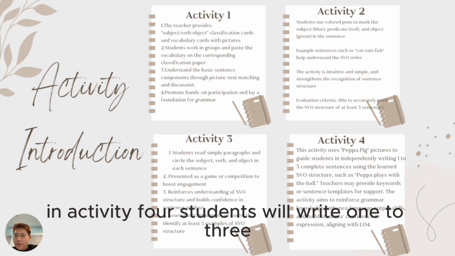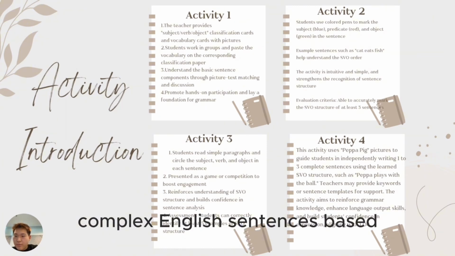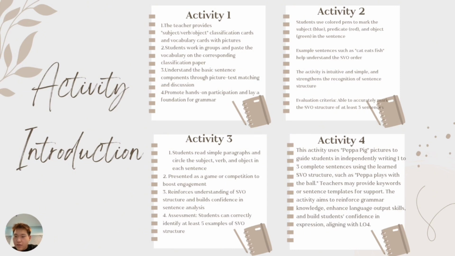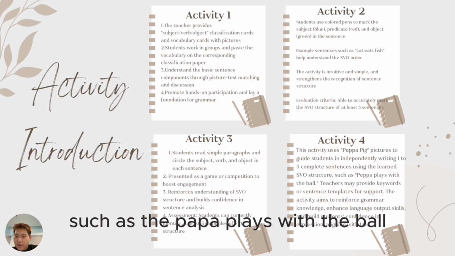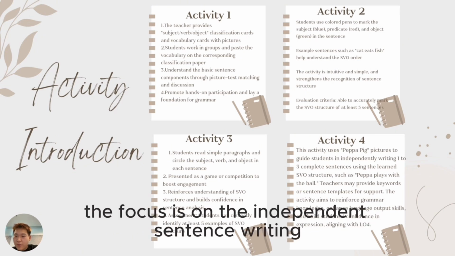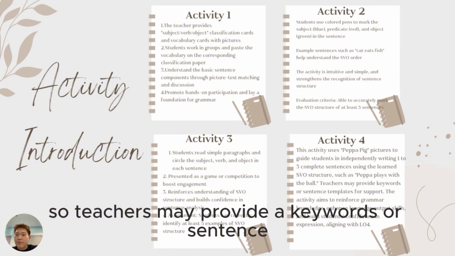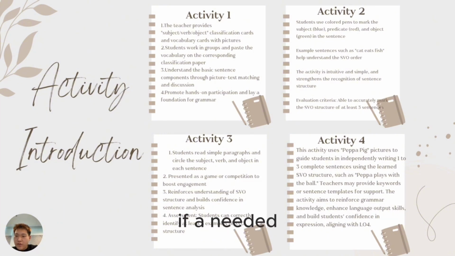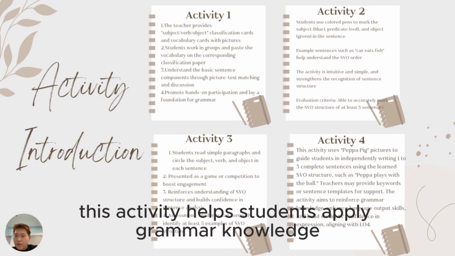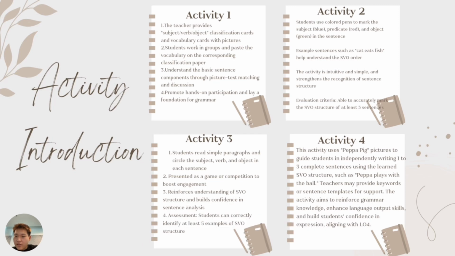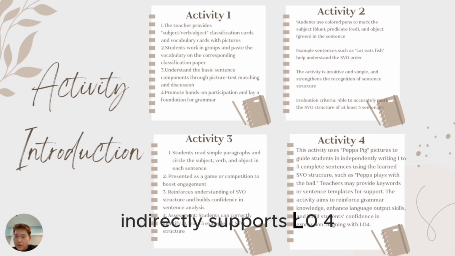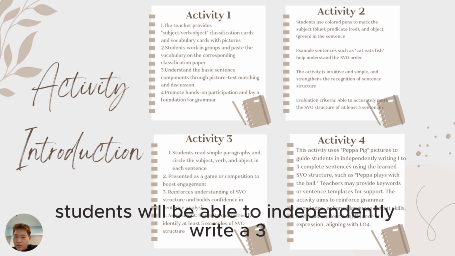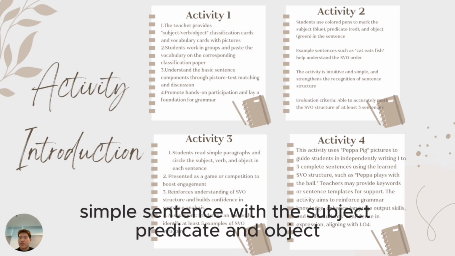In Activity 4, students will write 1 to 3 complete English sentences based on Peppa Pig pictures. They will use the subject, verb, and object structure learned in class, such as "Peppa plays with a ball." The focus is on independent sentence writing, so teachers may provide keywords or sentence starters if needed. This activity helps students apply grammar knowledge in a meaningful context, strengthens their writing skills and boosts their confidence in using English. It indirectly supports LO4. By the end of the class, students will be able to independently write 3 simple sentences with the subject, predicate, and object.